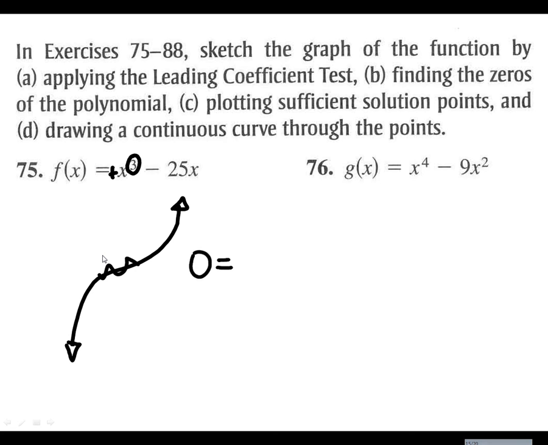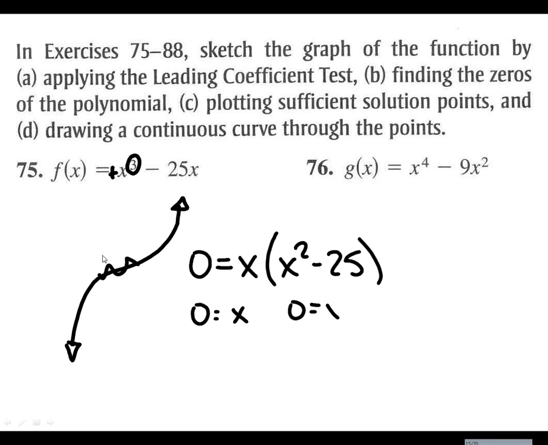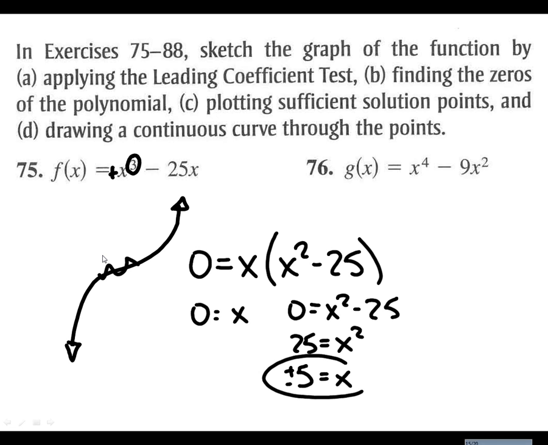0 equals, going to factor out an x, x squared minus 25. 0 equals x, there's 1. 0 equals x squared minus 25, so 25 equals x squared, so plus or minus 5 equals x. And there's 1, 2, 3 zeros, which is the most we can have. So we found them all.